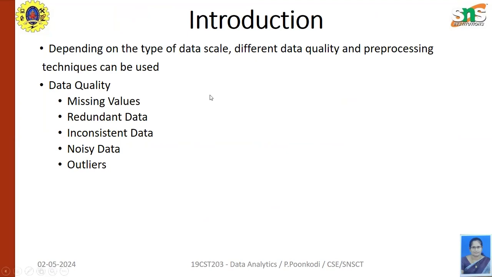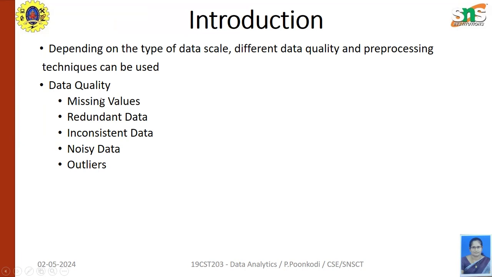Before we go on, you should know what a scale is. A scale is an object which is used to measure something. Data quality depends purely on the type of data scale. It may vary based on the data scale you have used to measure. So we have to use pre-processing techniques in order to ensure the quality of data.